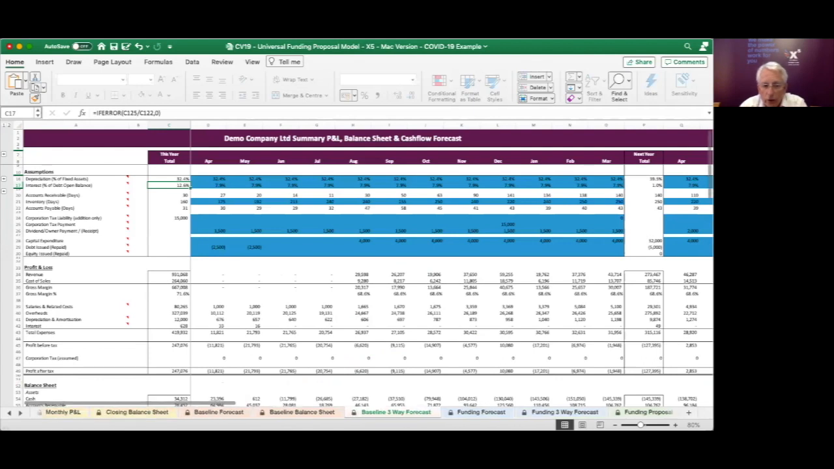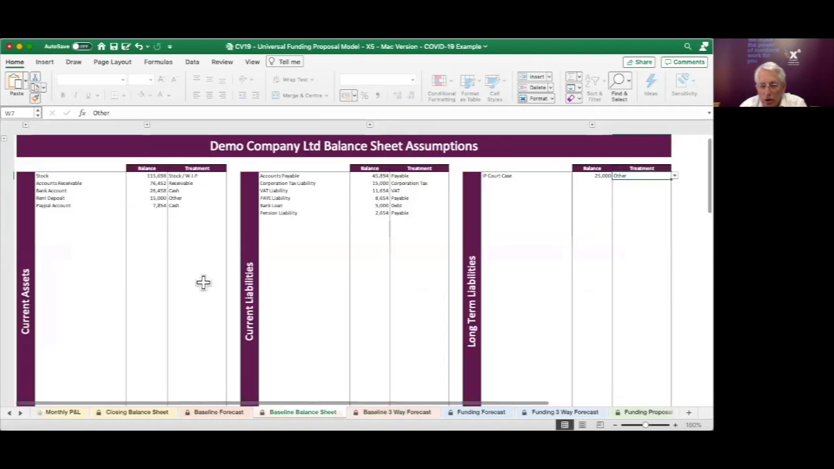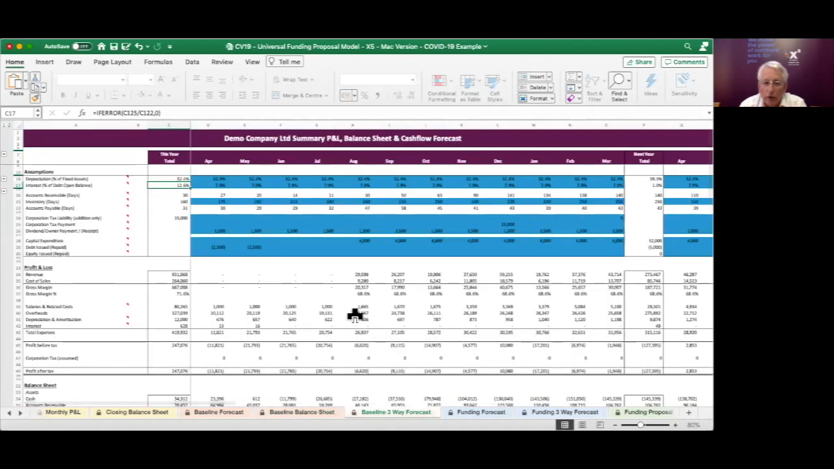So these are your closing balance sheet, your monthly, so the history, taken into your baseline forecast here. Your baseline balance sheet is taken from your figures, automatically pre-populated, so you don't have to do anything with that. And then we go into your baseline three-way forecast, which has taken your profit and loss items from this sheet here, and you'll see those first 4 months, nothing in there.